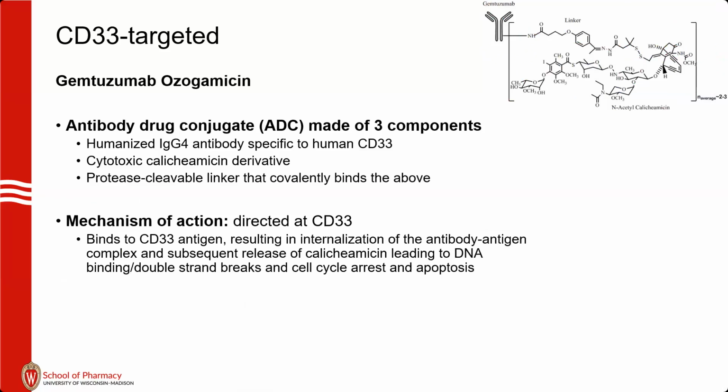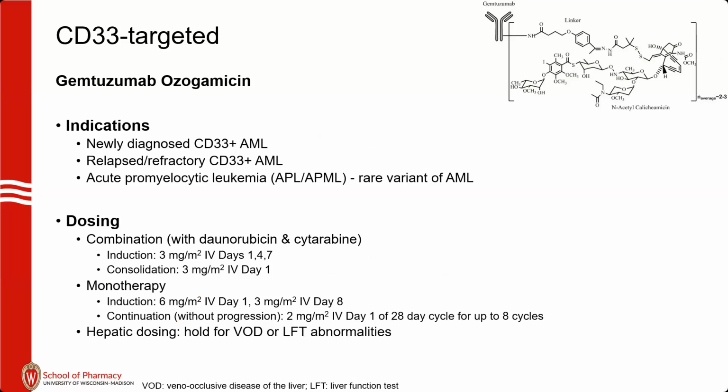Gemtuzumab ozogamicin is another antibody drug conjugate. Same general structure that we talked about with that cleavable linker and your payload. In this case, your cytotoxic is calicheamicin or a calicheamicin derivative. This is directed against CD33 in the same manner of finding CD33 positive cells, having this internalized and cleaved and releasing the calicheamicin derivative, leading to double strand breaks and cell cycle arrest and apoptosis.